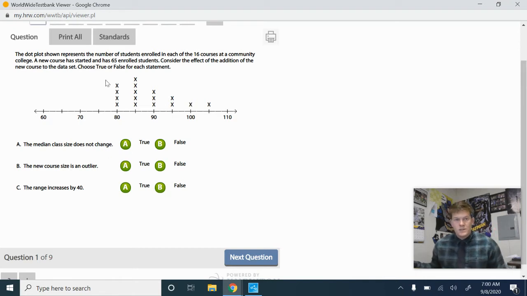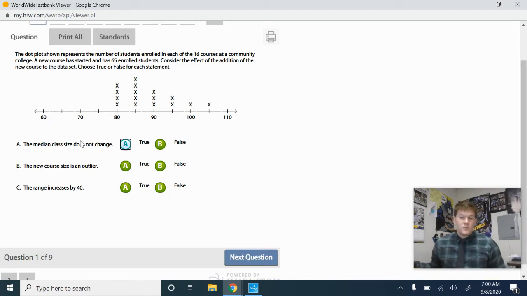Well, right now, it was 16 dots, right? Median is the middle. So what's half of 16? It's 8. So I count 1, 2, 3, 4, 5, 6, 7, 8. My median is in between these two right there. My median is 85 because those are all the same number. They're all 85. If I add 65 to it, all that would do is make it where I have to count one more on this side. So at that point, my median would be exactly that X right there, which is still 85. So the class size does not change. It's true.